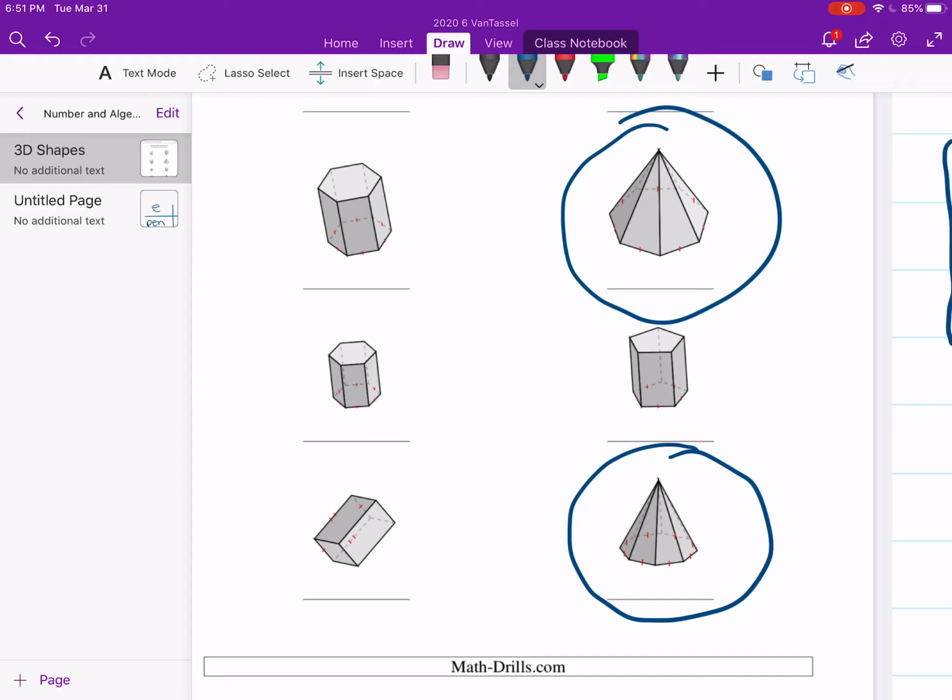Now, how to name these pyramids, or all pyramids, is you look at the bottom. The base is the same, another word for bottom. So the very bottom, that it sits flat on a table, we look at that shape. We count the number of sides on that shape. So let's take a look at this one. There's 1, 2, 3, 4, 5, 6, 7. If we look all around this shape, there's 7 sides to it. 7 sides to this.